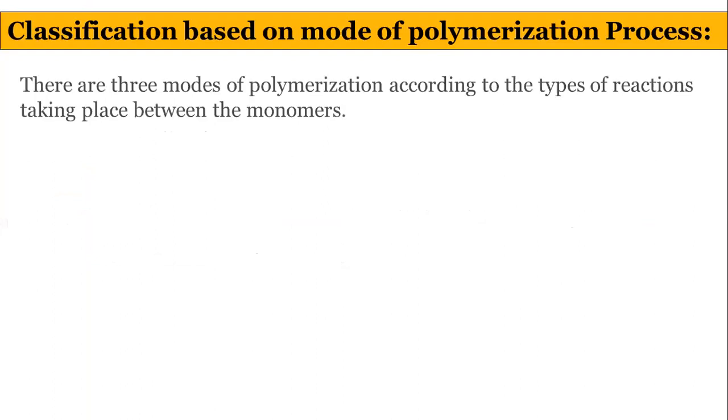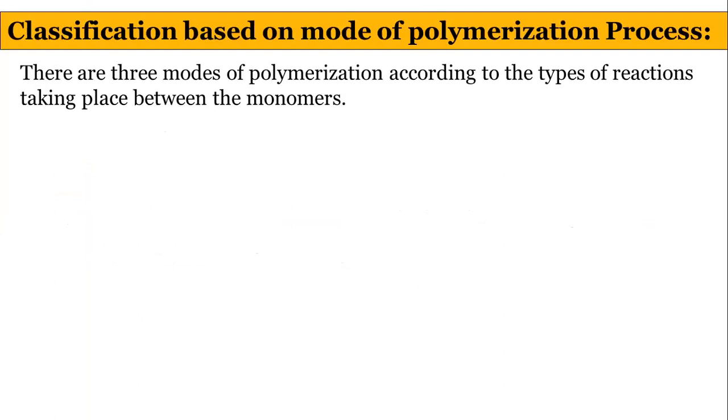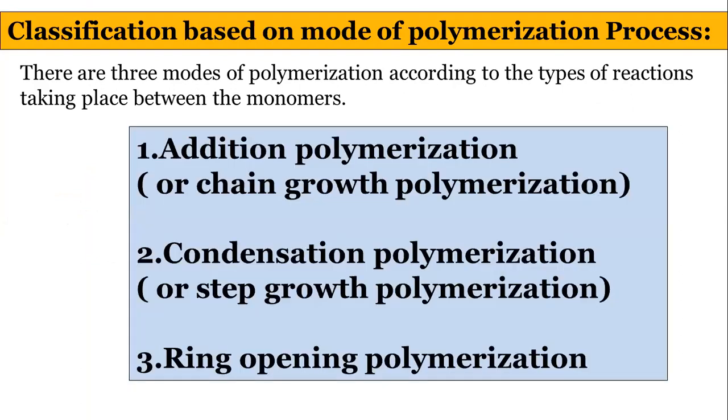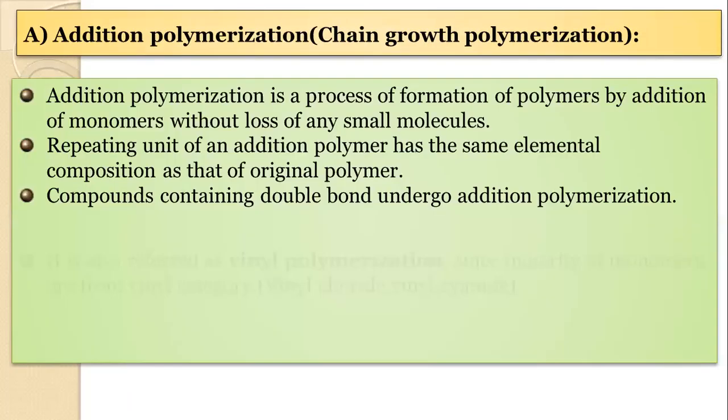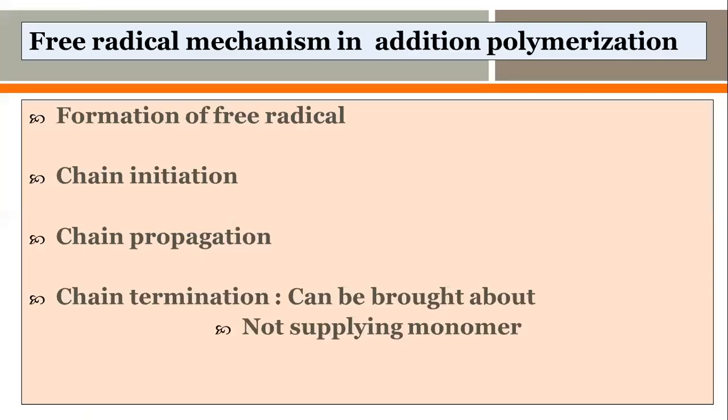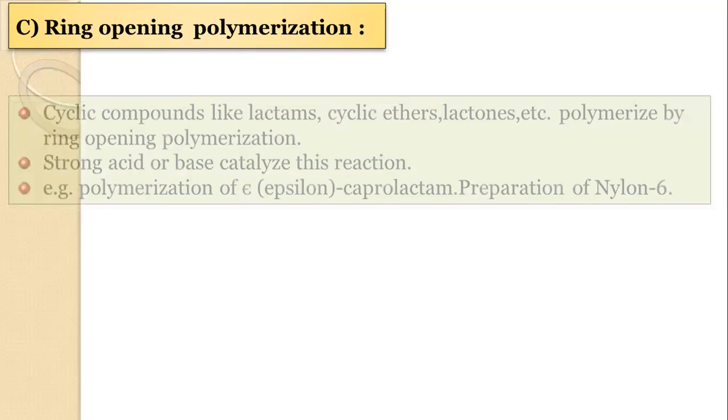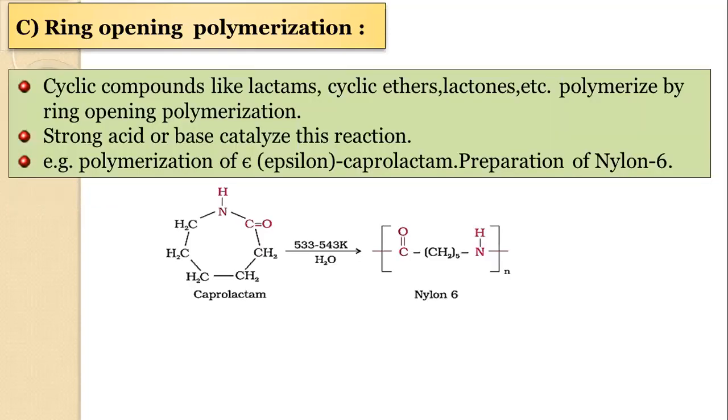on method of preparation or polymerization process. There are three methods of polymerization in this: addition polymerization, in which chain grows across the double bond; then condensation polymerization, in which chain grows stepwise; and ring opening polymerization. So addition polymerization and condensation polymerization were explained yesterday. The free radical mechanism, how the addition polymerization is formed, this was also explained. So today we will start the next part, that is ring opening polymerization.